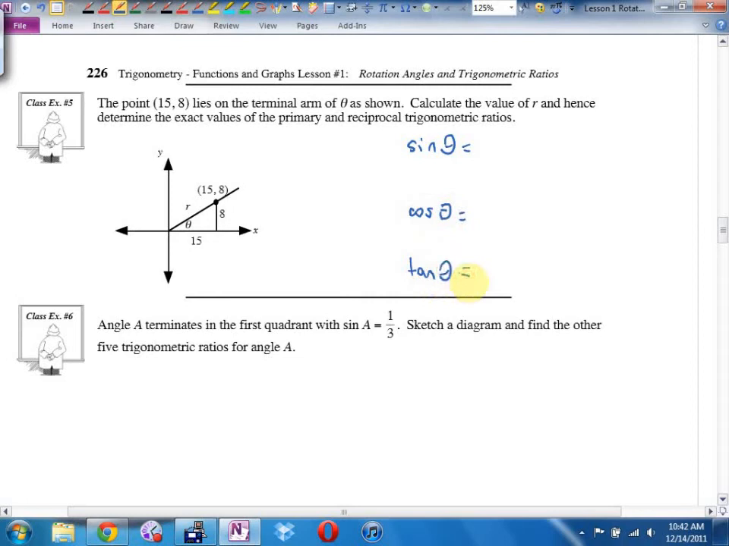Which one went with cosine? Not the co. Which one was not the co? Secant, S-E-C. Which one went with sine, the co? Cosecant. We're going to fill in all six of those. I like this question.